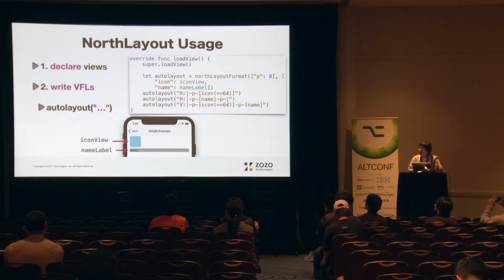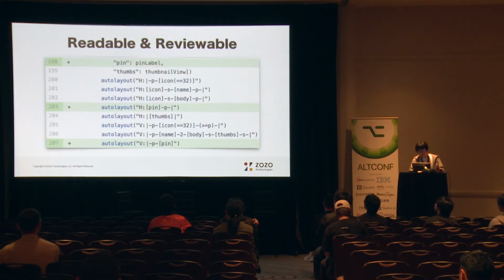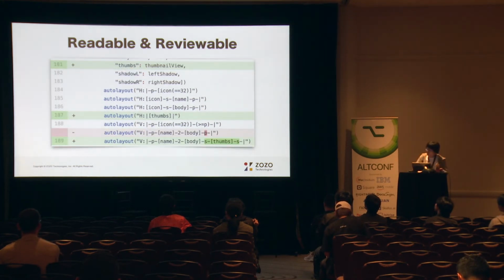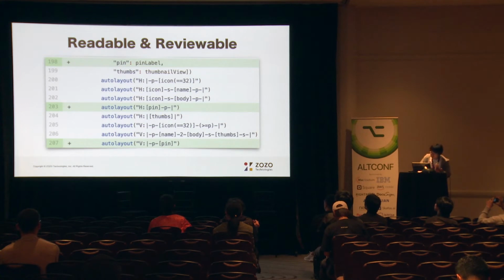Using NorthLayout, you can focus on defining constraints in VFL. For example, this code enables AutoLayout, adds views to the root view and defines constraints like below. If you change the layout code, its diff size is very small, like this. And this.